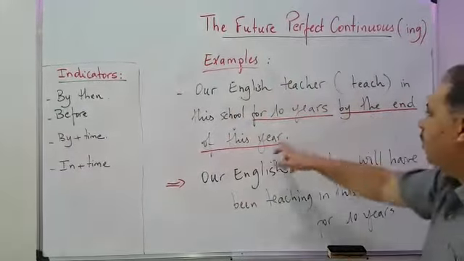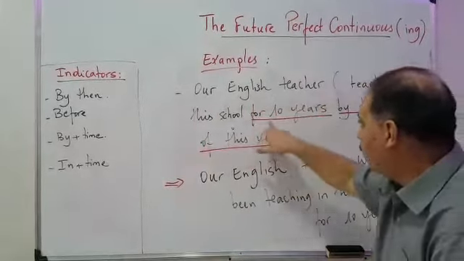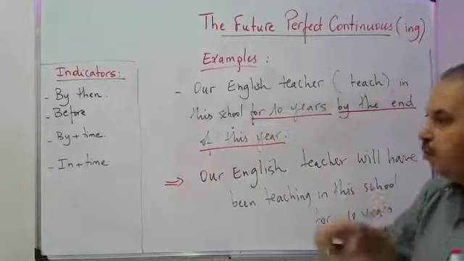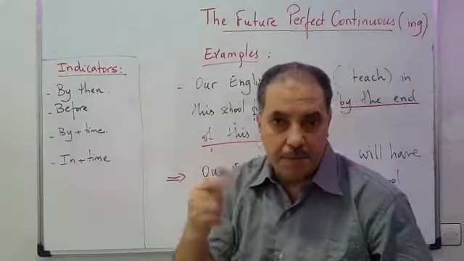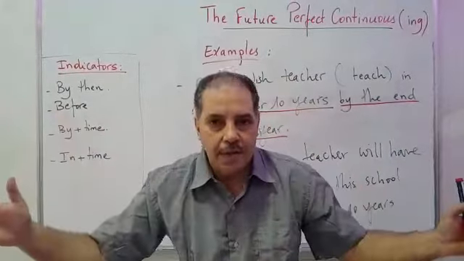first by the end of this year we need future perfect, and then we have for 10 years so we don't need here future perfect simple but we need future perfect continuous because we're talking about a long action.